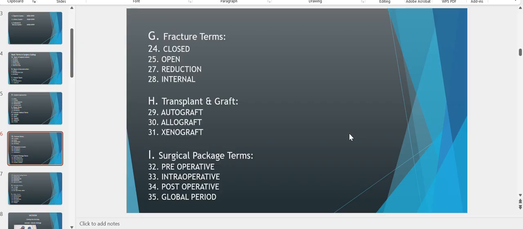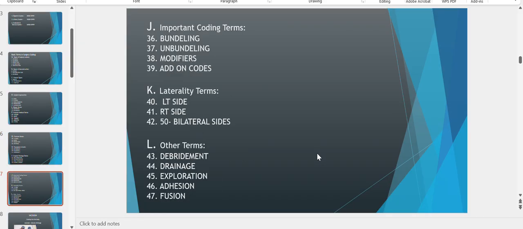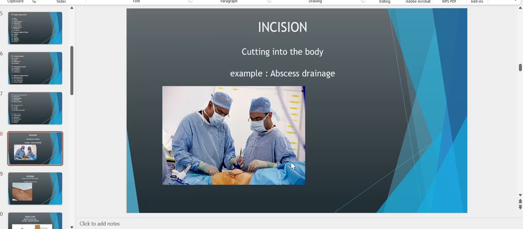Fractures, transplant and graft, and the surgical package. What is a surgical package? Pre-, intra-, and post-operative care and the global period. Important terms like bundling, unbundling, modifiers, add-on codes, laterality like RT, 50, etc. And other terms like debridement, drainage, exploration, addition, and fusion. So one by one, we will see what these terms are.